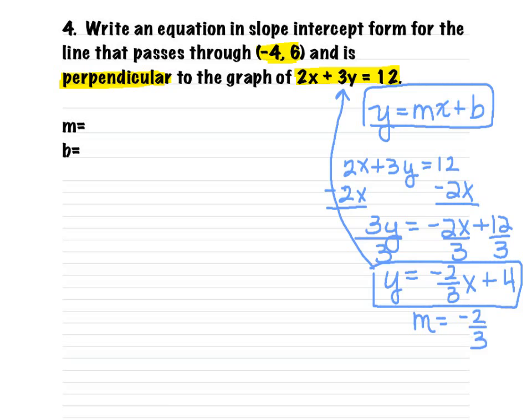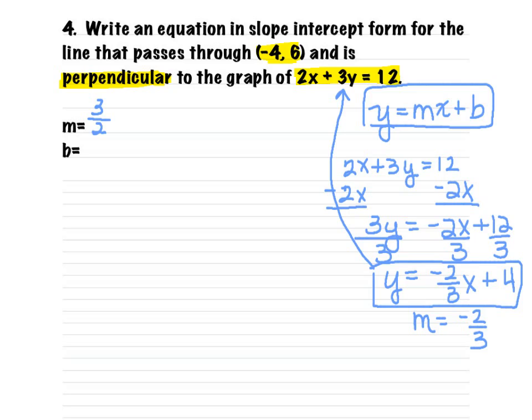So the slope of the equation that we want to write has to be perpendicular to this one. So it's got to be the opposite reciprocal of this one. Therefore, the slope of our line is +3/2. The slope of our line is the opposite reciprocal of the slope of the line given, because these lines are perpendicular. Okay? All right, now we know what the slope is.